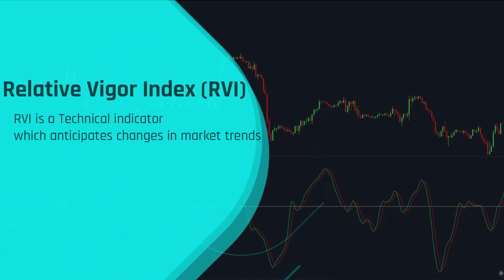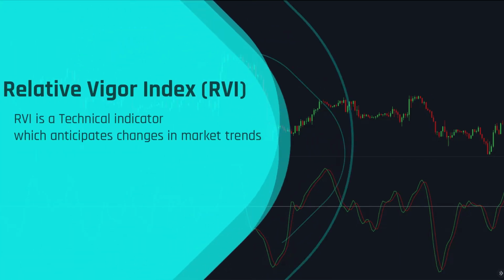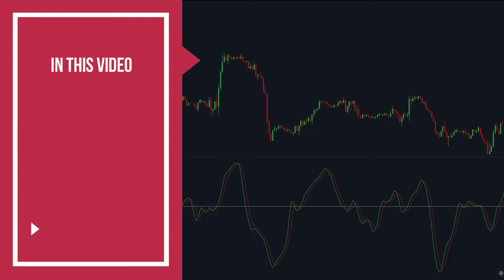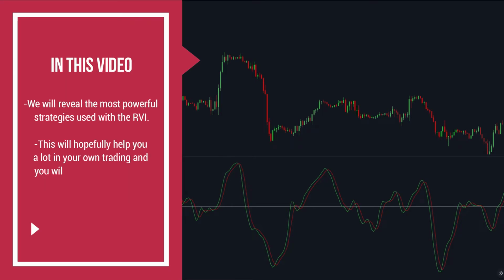The Relative Vigor Index indicator, also known as the RV indicator, is a technical indicator which anticipates changes in market trends. In this video, we will reveal the most powerful strategies used with the Relative Vigor Index. This will hopefully help you a lot in your own trading, and you will be able to anticipate market trends and directions with this knowledge.